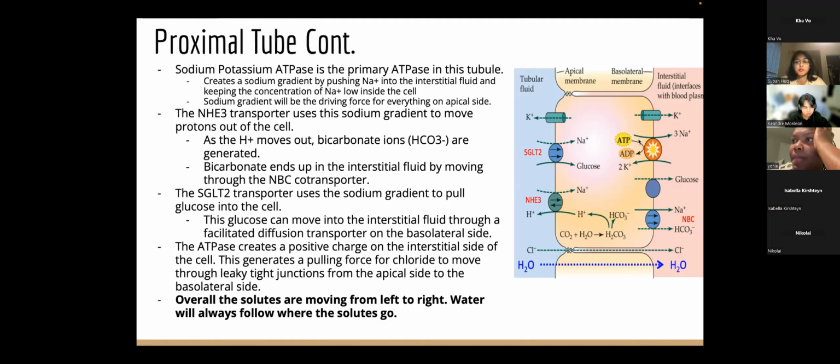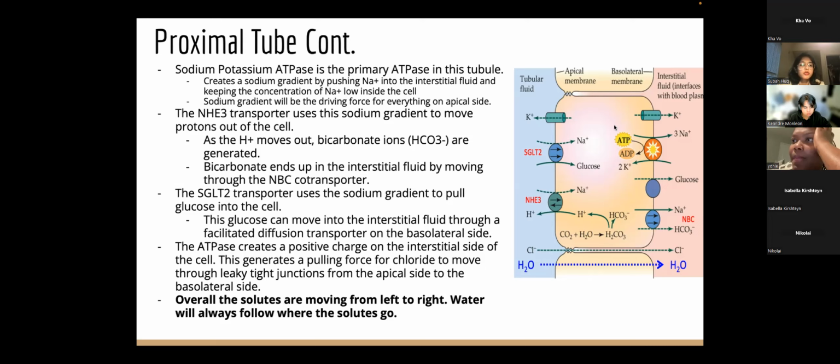The reason why this is important is because you're trying to make a sodium gradient. The sodium potassium pump basically creates the sodium gradient, and that gradient is what other transporters use to do their transporting. So the sodium potassium pump creates a sodium gradient. Now the concentration of sodium is really low inside the cell.